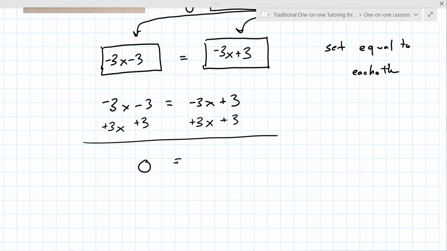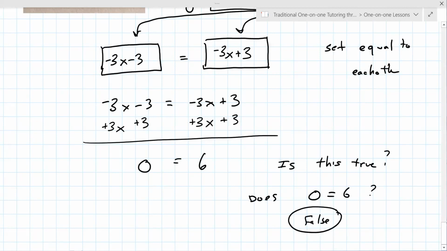Do you see that? The 3x cancels, but 3 plus 3 is 6. Now I'm asking you, is this true? Does 0 equal 6? That's the question. No. Since this is false, that means there is no solution.